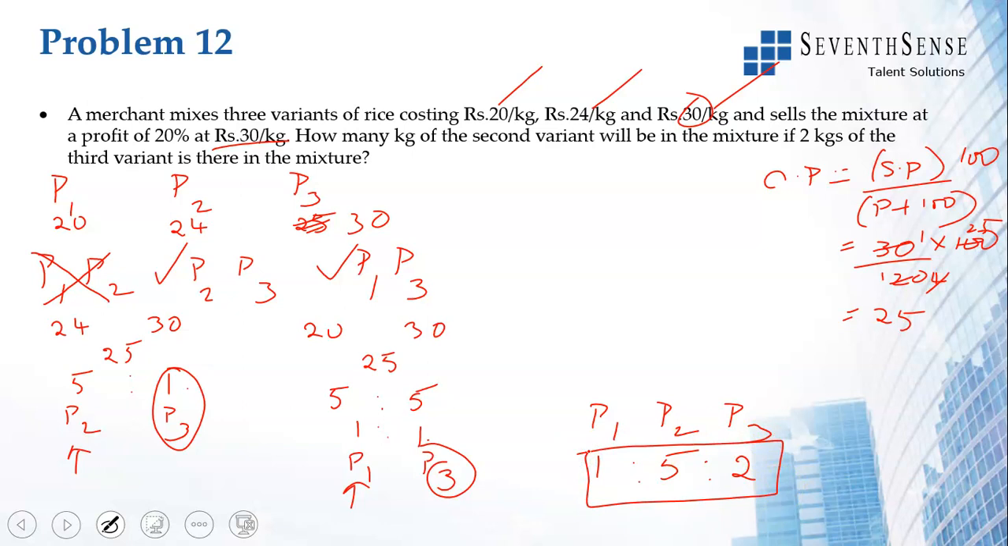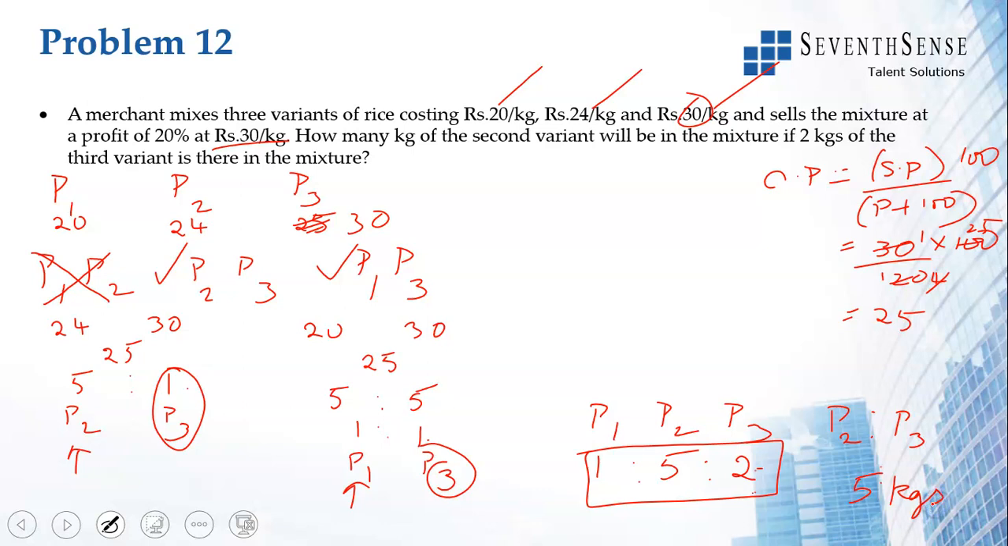What will be the quantity of the second variant if 2 kgs of the third variant is there? So in this ratio, if P3 corresponds to 2 kg, see, P2 is to P3, we have to find, right? If P3 is 2, P2 is 5. If P3 is 2 kgs, P2 is 5 kgs.